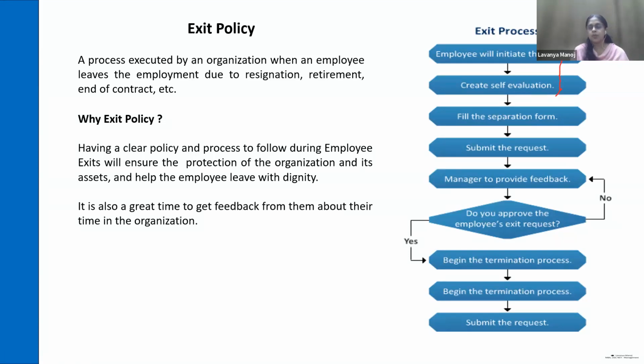During the work process, whether the employee has to be paid or not, whatever it is, the self-evaluation will take place, and the employee will fill a separation form, submit the request, and the manager will provide the feedback. If the manager accepts the request, that is the resignation request from the employee, the HR manager can go with the termination process.